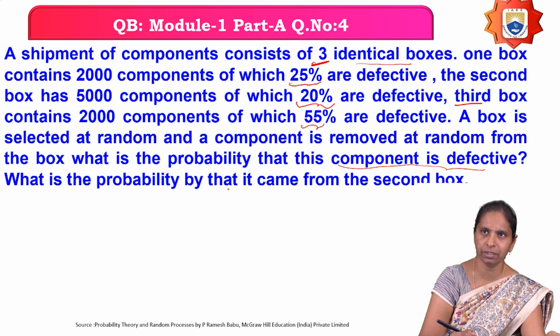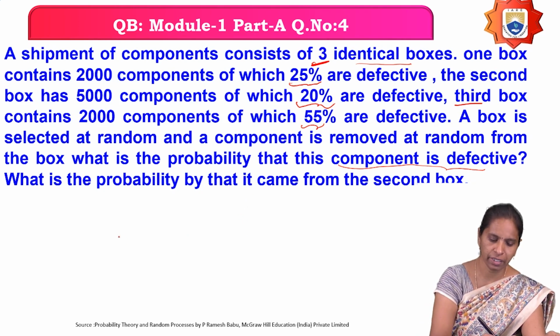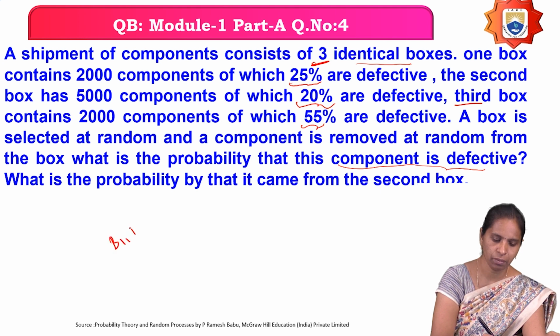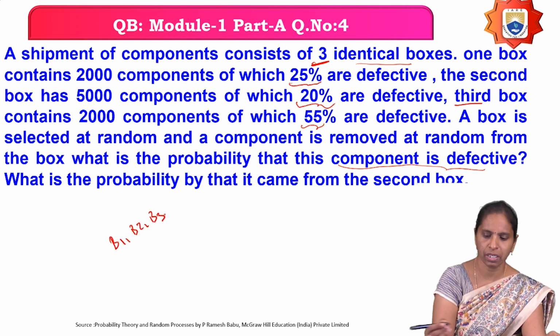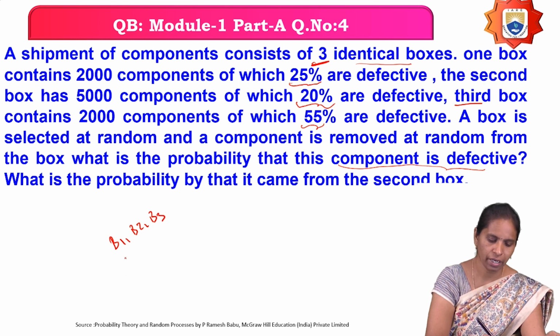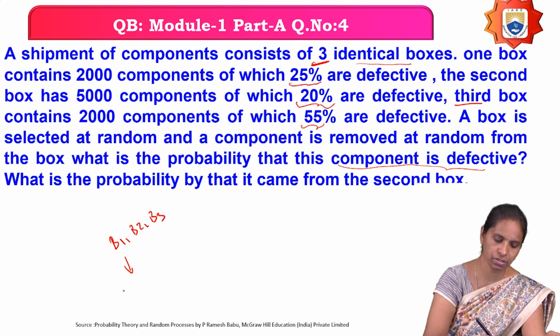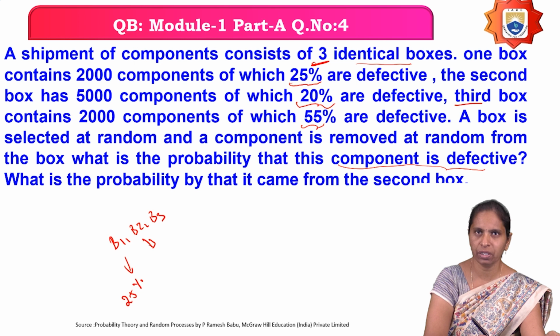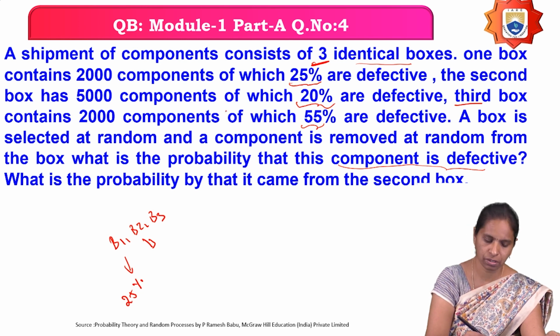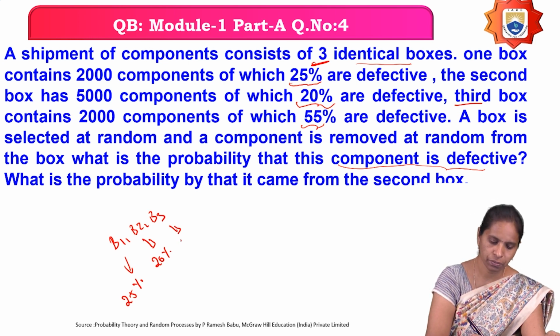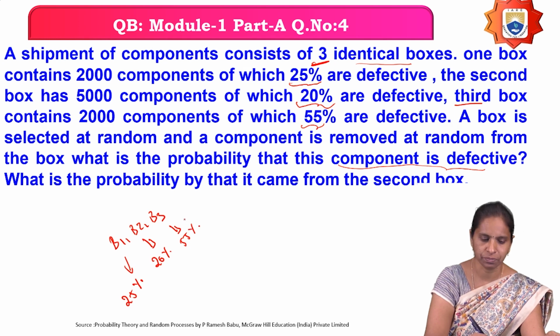So what they have given here, a shipment consists of how many boxes? Consists of 3 identical boxes. Let us say B1, B2, B3. And the box B1 contains how many components? 2000 components, of which 25% are defective. And the box B2 consists of 5000 components, of which 20% are defective, and box B3 consists of 2000 components, of which 55% are defective.